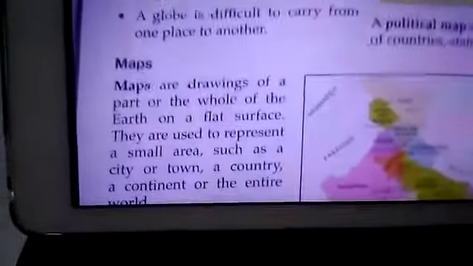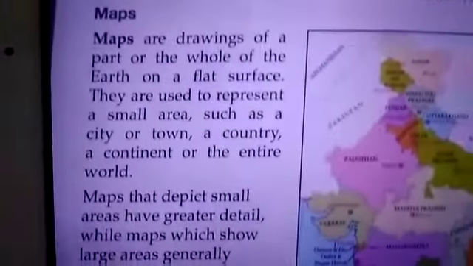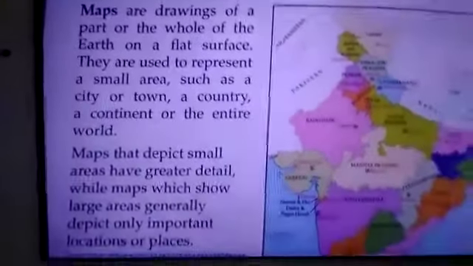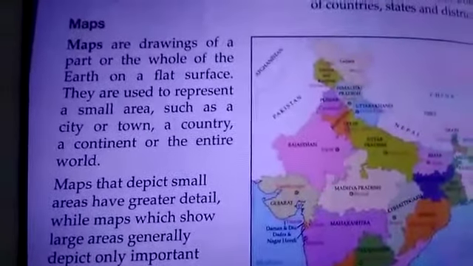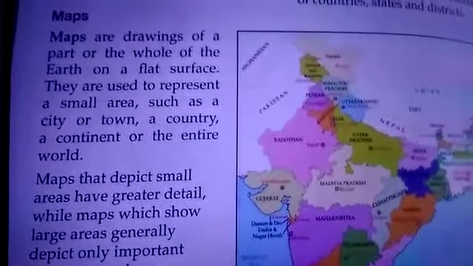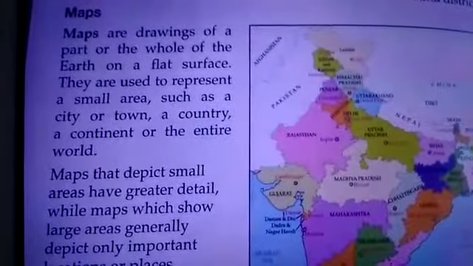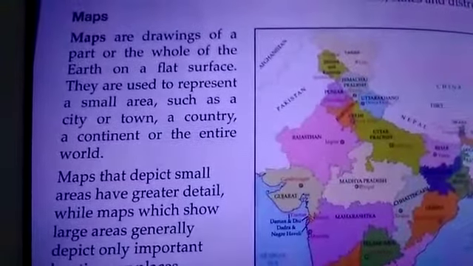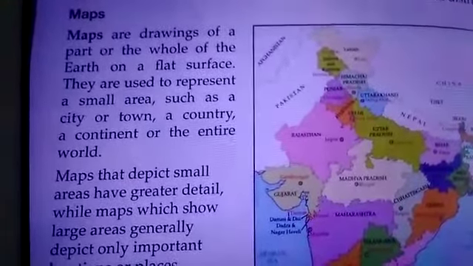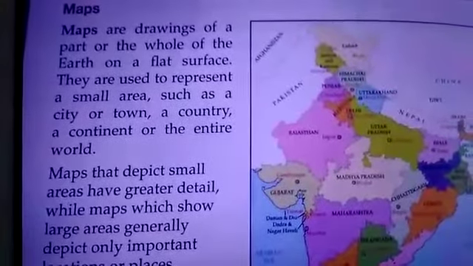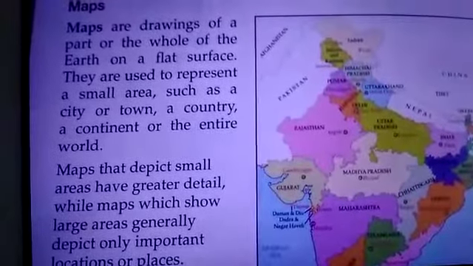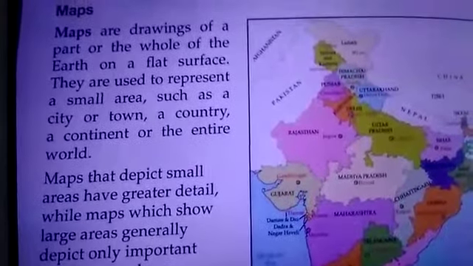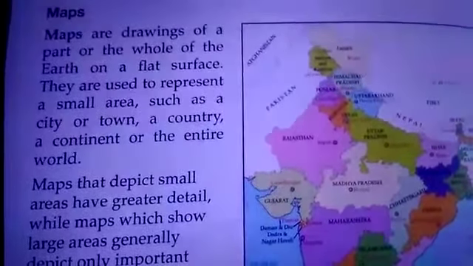Next is maps. Maps are drawings of a part or the whole of the earth on a flat surface. So what is a map? A map is a drawing of a part of the earth or the complete earth on a flat surface. All of you have seen maps, and we have also done many maps related to India, right?